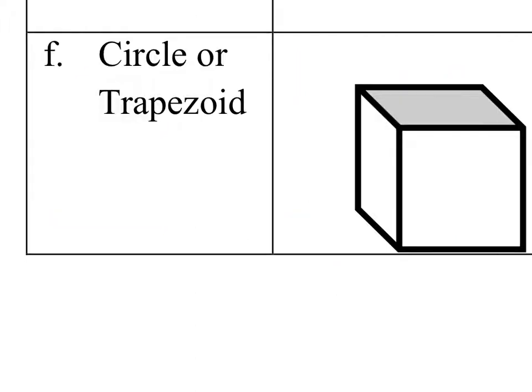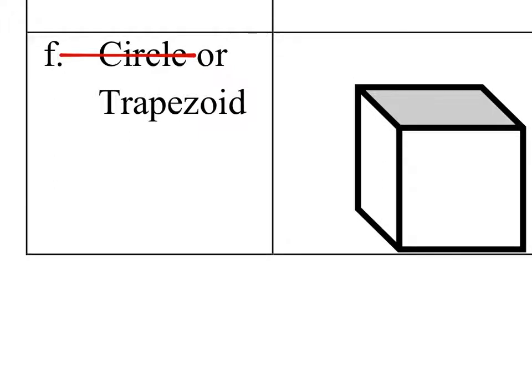Alright, can we make a circle or a trapezoid with a cube? We certainly couldn't do a circle because there's no way to get a circle out of this with one cut. That is just a cross section. You can't do the circle. That's not going to be possible.